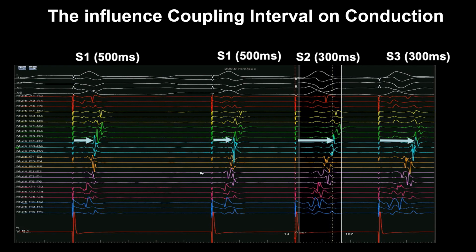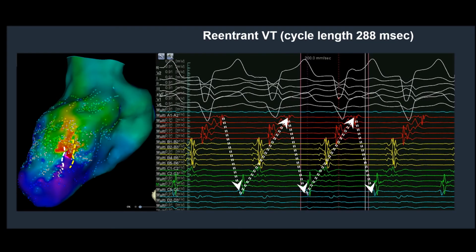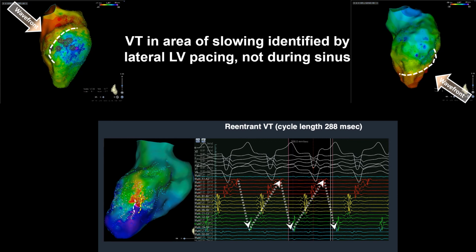In this example of reentrant VT with a cycle length of 288 milliseconds, the isthmus appears to be located on the lateral aspect of the LV. The isthmus during VT colocalized to the area of maximal activation slowing during lateral LV pacing, but not to the one during atrial pacing. In fact, in the present study, from 18 VTs induced, 16 isthmus sites colocalized with regions of maximal slowing identified during stimulation from a single or multiple sites. In contrast, only 10 isthmus sites were localized to areas of maximal slowing during atrial pacing.